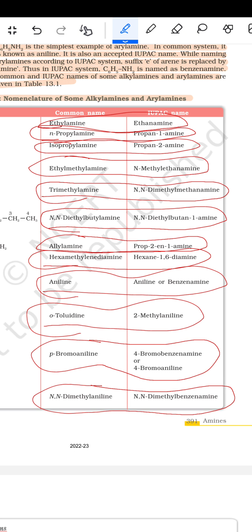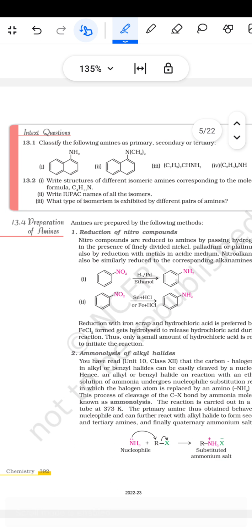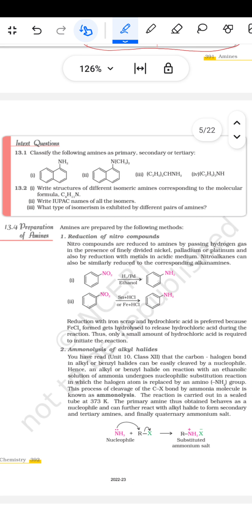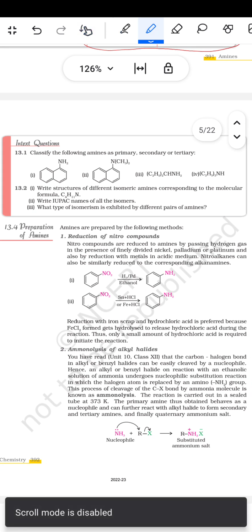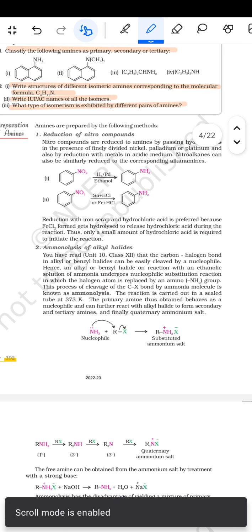After this, there are in-text questions. Classify the following amines as primary, secondary or tertiary. Write the structures of the different isomeric amines corresponding to the molecular formula C4H11N. Write the IUPAC names of all the isomers. What type of isomerism is exhibited by the different pairs of amines? After that, amines are prepared by the following methods.